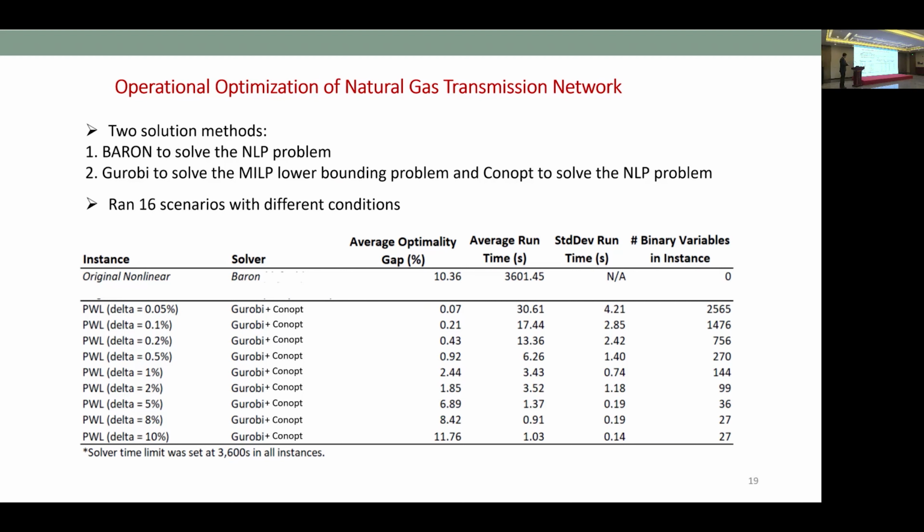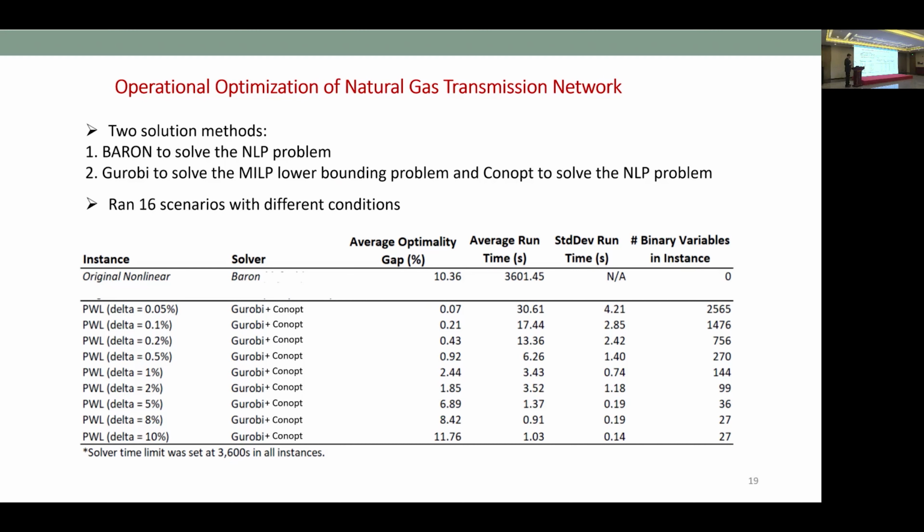Because we know the optimality gap, because we solved the lower bounding problem. And when delta is small enough, the solution quality is really, really good, while at the same time the solution time is only half a minute, which is acceptable in practice. And the standard deviation is also low. So it's pretty robust in terms of the different scenario conditions.